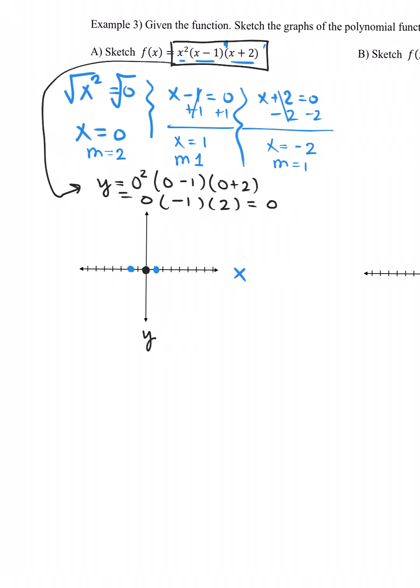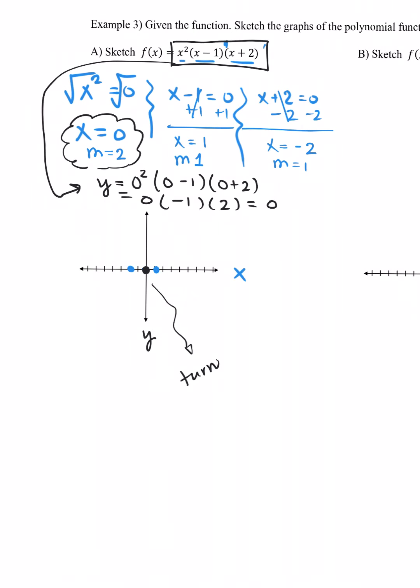So now what I have to do is figure out what my graph looks like. At x equal to 0, I have a multiplicity of 2. That means the graph is not going to actually cross through, it's just going to turn at 0. So I'm just going to do it right here, making sure I turn the graph.